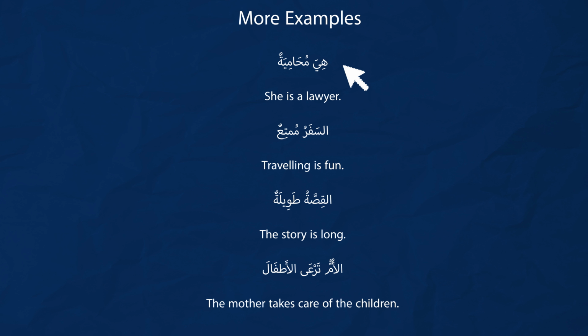Hiya muhamiyatun. She is a lawyer. As-safaru mumti'un. Traveling is fun. Al-qissatu tawilatun. The story is long. Al-ummu tar'a al-atfal. The mother takes care of the children. Note here that the word al-atfal is the object, or the maf'ul bihi, of the sentence.